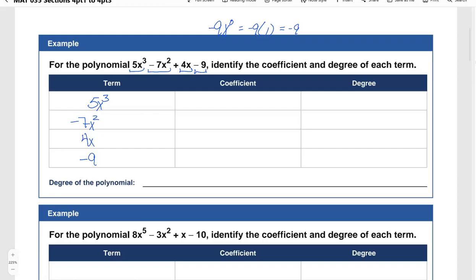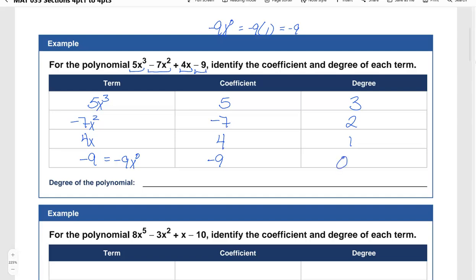So let's look at coefficients. A coefficient is a number that's in front of the x term. It's attached by multiplication. So here my coefficient is going to be 5, and the degree of that term is going to be 3. The next term is a minus 7x squared, so the coefficient is negative 7 and the degree of that term is 2. The next one is a 4x. The coefficient is 4. The degree would be 1. And that minus 9, we're going to think about it as minus 9x to the 0. So that coefficient would be negative 9, and that degree would be 0.